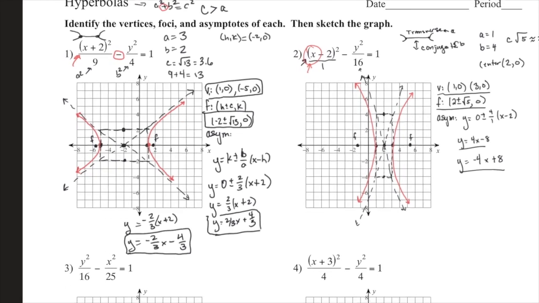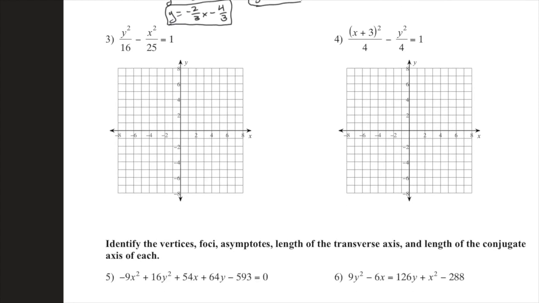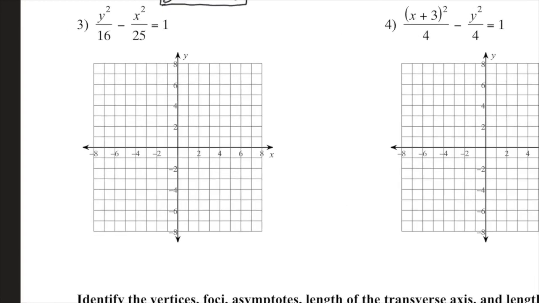3, we finally get to do a little bit of a different graph. 3 is one that's going to be going up and down. So we are going to do this again. Y is first. That means the graph is going to be opening up and down like this. A is still 4. B is still 5. So that's not changing anything, right? We've got to add these together. C is going to be equal to 16 plus 25 is 41.